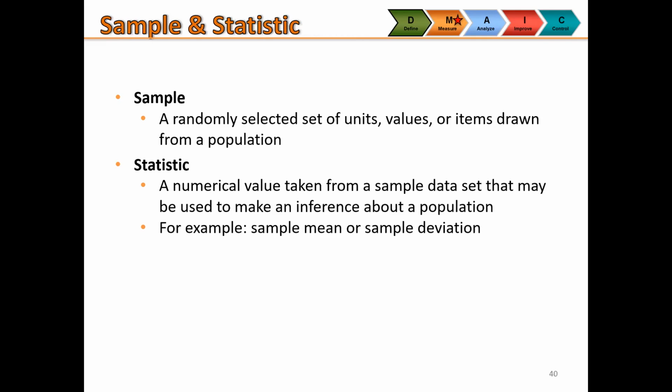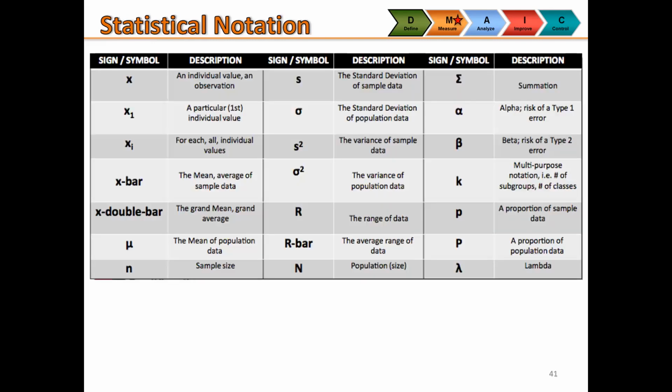And now this is what we'll use most of the time, a sample, which is a randomly selected set of units or values or items that are drawn from a population, right? And you see this in polling all the time, right? They don't go out and poll every single person. It's a randomly selected group, it could be 2,600 people, whatever, but it's supposed to be representative of the population. And a statistic is a numerical value taken from a sample data set used to make an inference about an entire population.